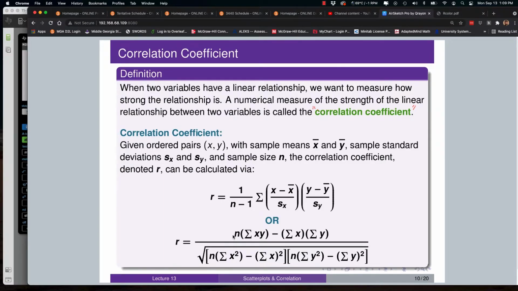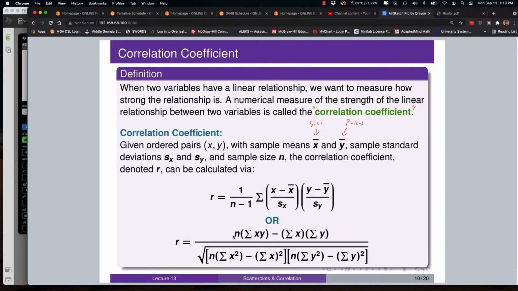So for the data set we've been using so far, the house size versus the price, the data are considered ordered pairs. We had 8 ordered pairs that we plotted, right? Given those ordered pairs, we can find the sample means x bar and y bar, and the sample standard deviations s of x and s of y for each group. In the house example, our x values were the size of the house, and the y values were the prices.